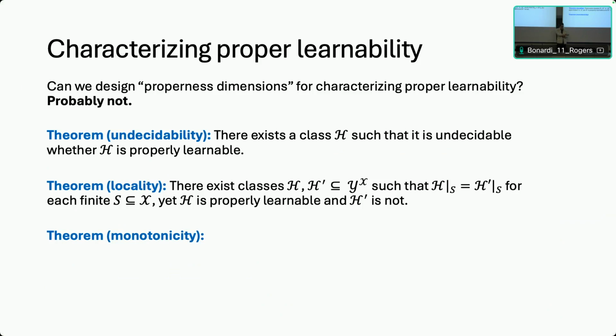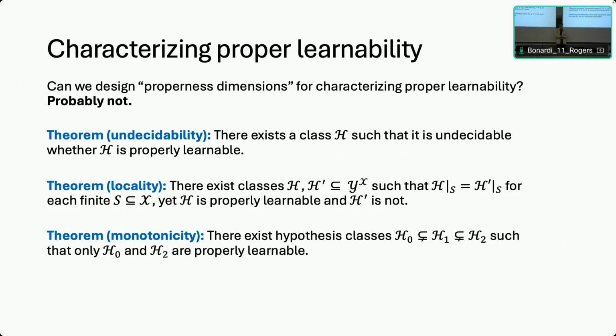And lastly is monotonicity. We show that proper learnability is not preserved by containment in either direction. So I can have a hypothesis class that is properly learnable. I expand it. It stops being properly learnable. I expand it one more time, and now we're properly learnable again. So there's nothing you can say about inclusion in proper learnability.